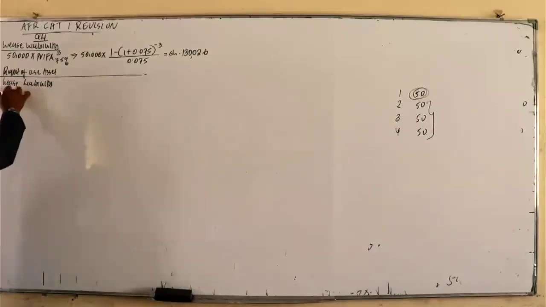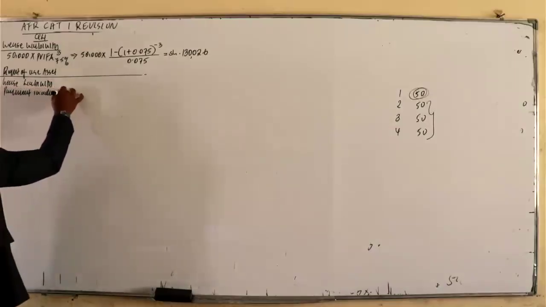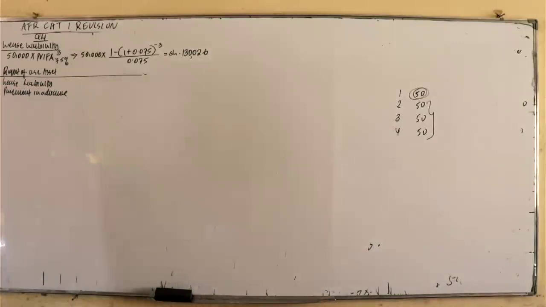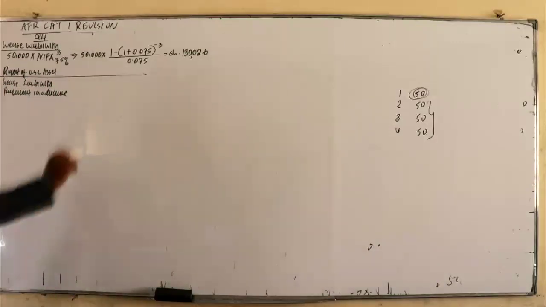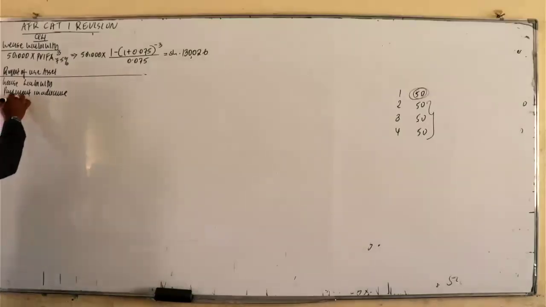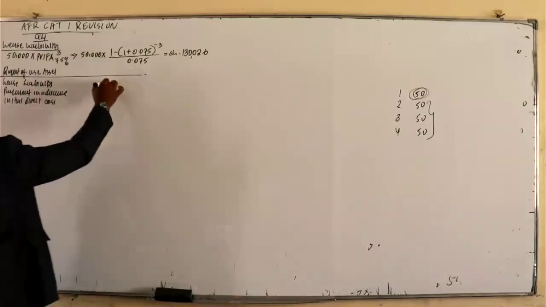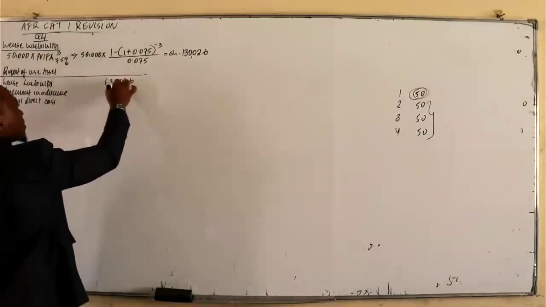Then we add the payments in advance. Yeah, the first 50. That one we have not included here because it was already at its present value. And then you add any initial direct cost. The lease liability we have is 130,026.